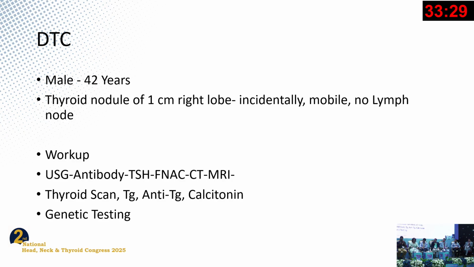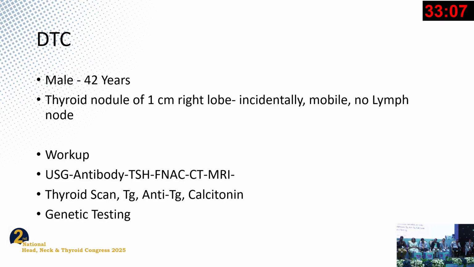ATA guidelines say 1.5 centimeters, but the latest ACR guidelines have found that if it is more than 2.5 centimeters and it is a TIRADS 3 lesion, then you can do FNAC. And if it is a TIRADS 4 lesion, then it should be more than 1.5 centimeters. So we have to correlate with previous ultrasound findings and others.